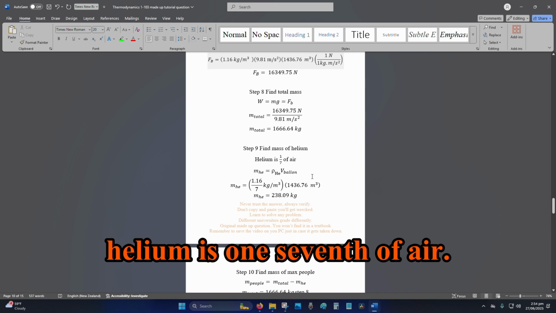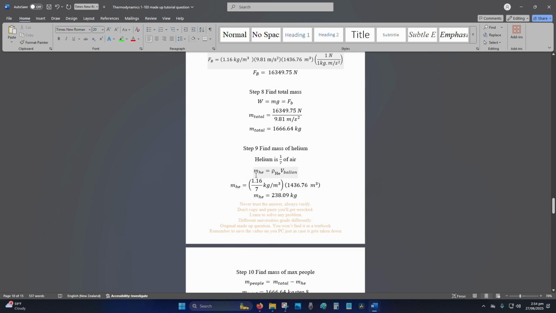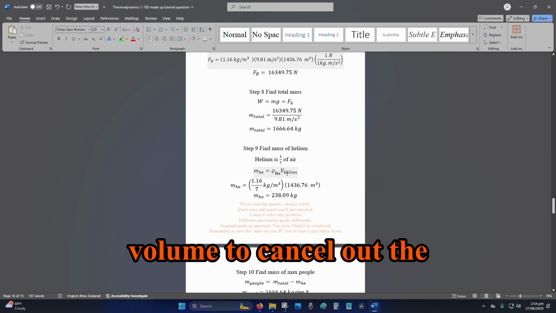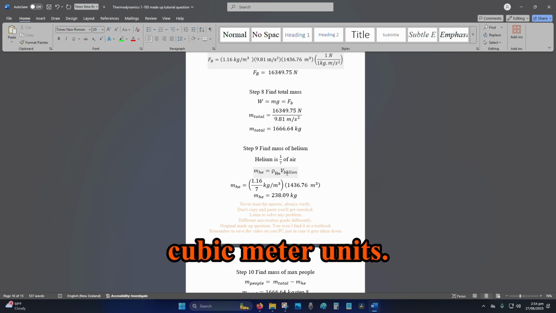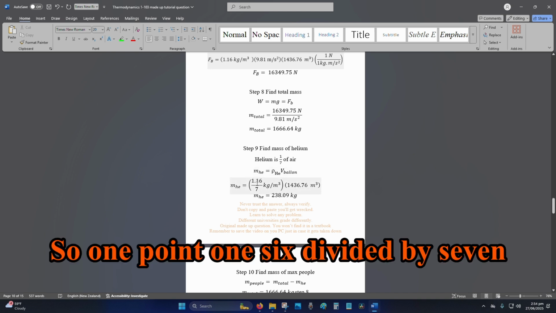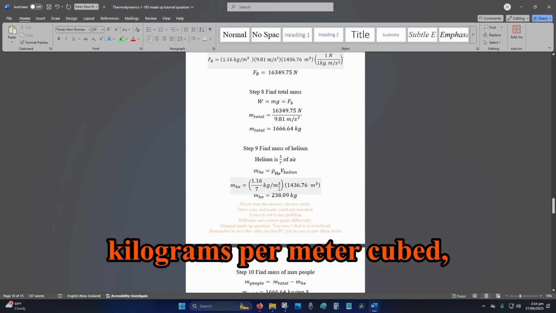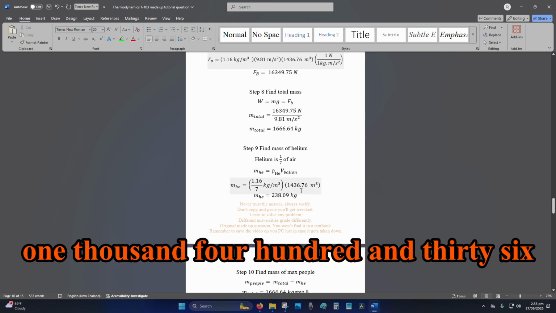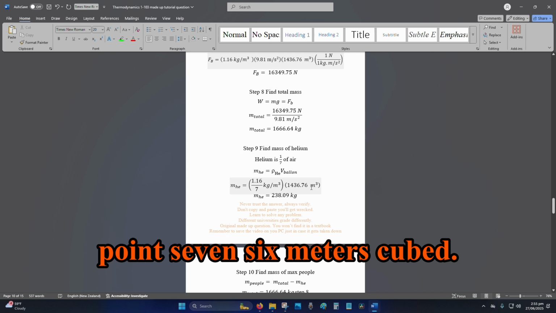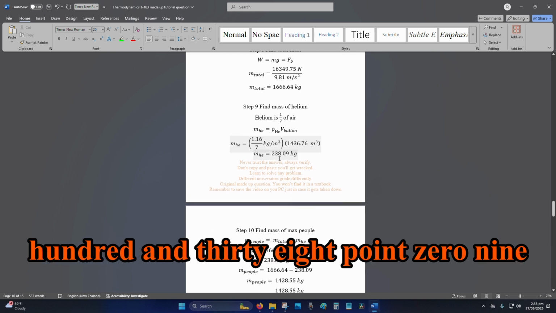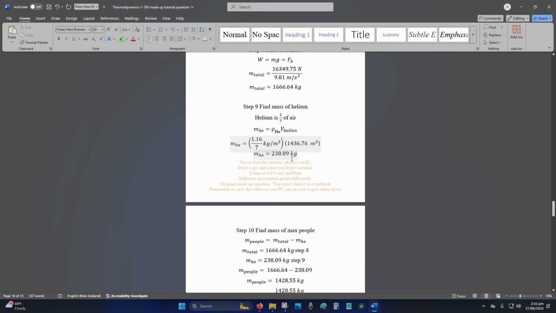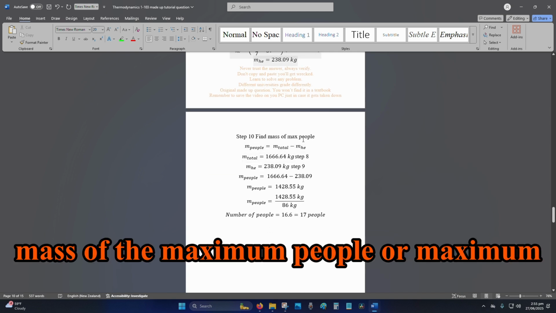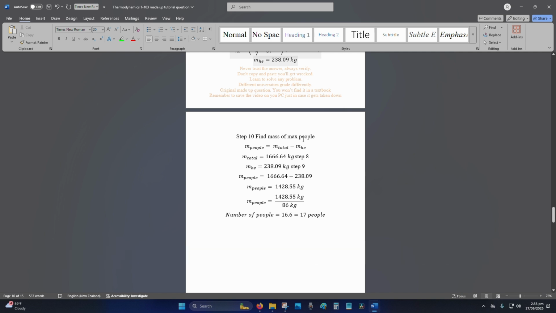Step 9, find the mass of helium. So helium is 1/7 of air. So the mass is density multiplied by volume to cancel out the cubic meter units. So 1.16 divided by 7 kilograms per meter cube multiplied by 1436.76 meters cube, and that will give you a mass of 238.09 kilograms.